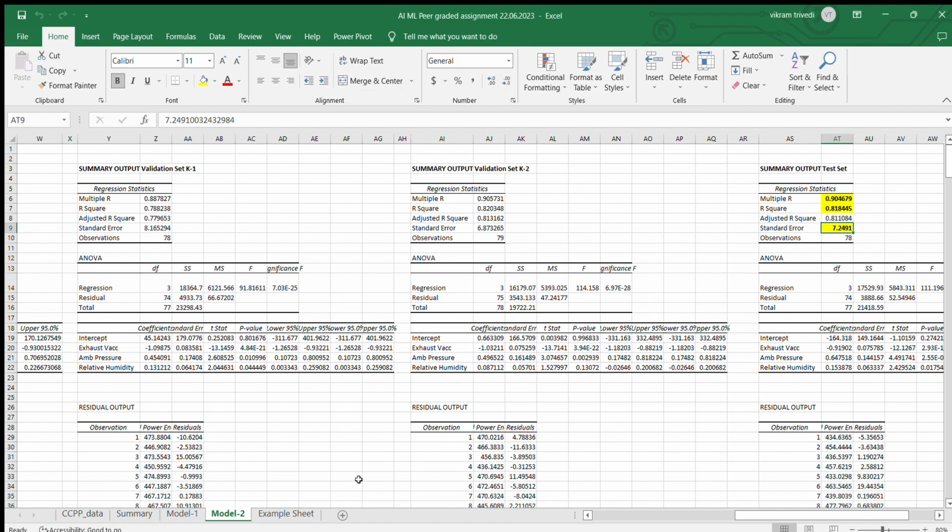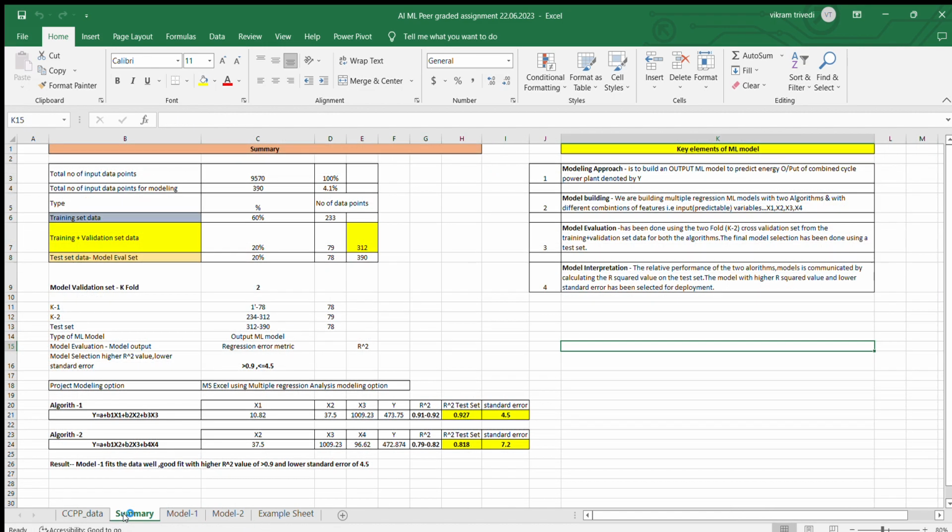in the test set. So the final inference for us in this case is we are going to select algorithm 1 with input variables x1, x2, x3 for deployment in case of our machine learning project to predict the energy output of CCPP, because it is having a higher R square value of 0.92 and lower standard error of 4.5 as compared to algorithm number 2.